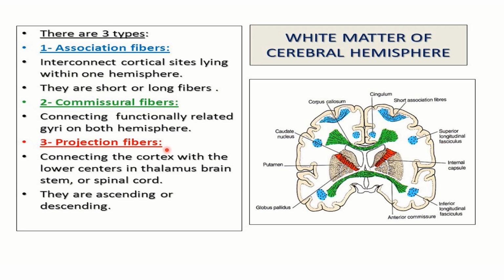Projection fibers connect the cortex with lower centers: thalamus, brainstem, and spinal cord. They are divided into ascending and descending tracts. One of the largest projection fibers will be internal capsule, which will be dealt with in the next class.